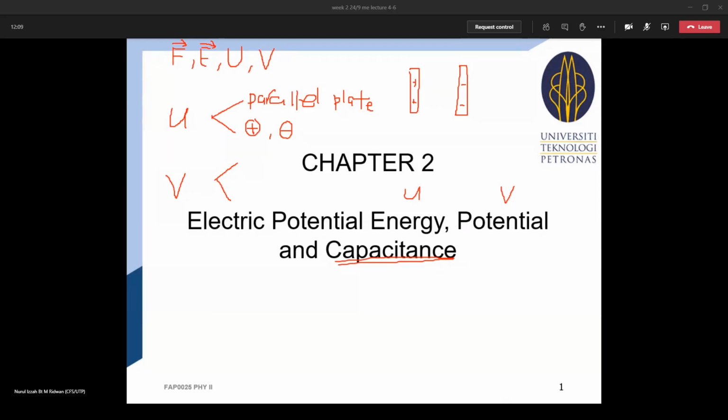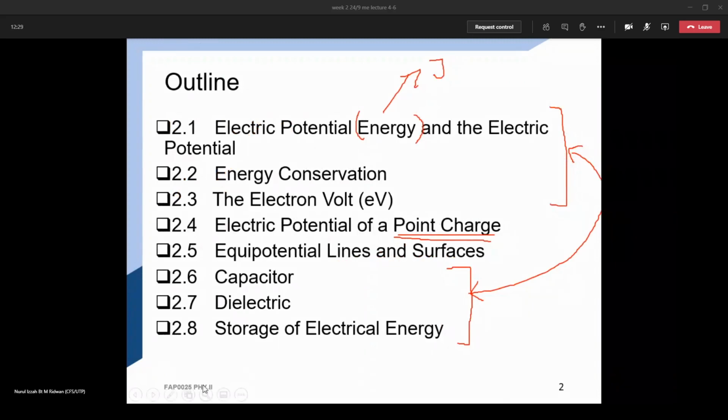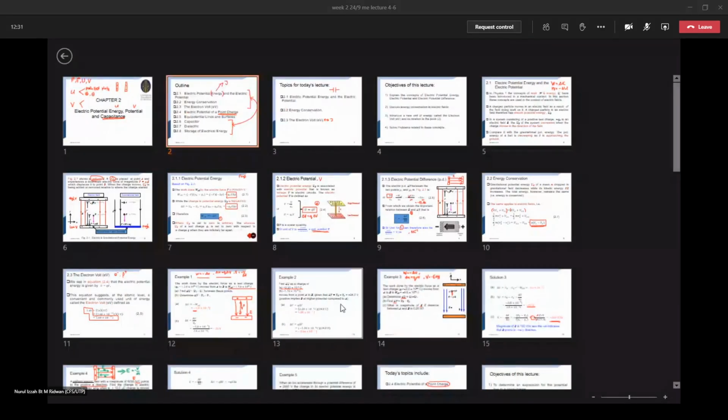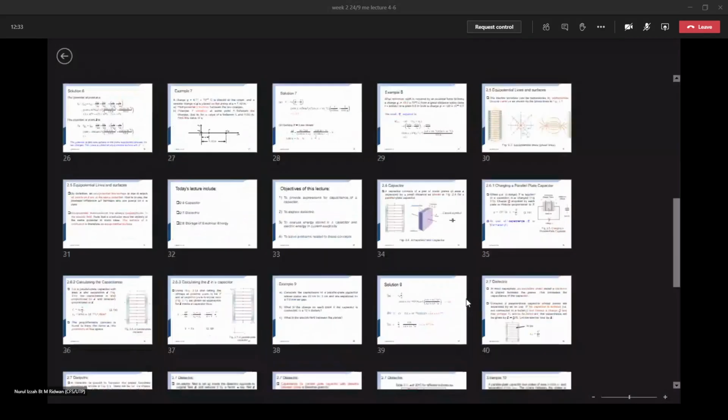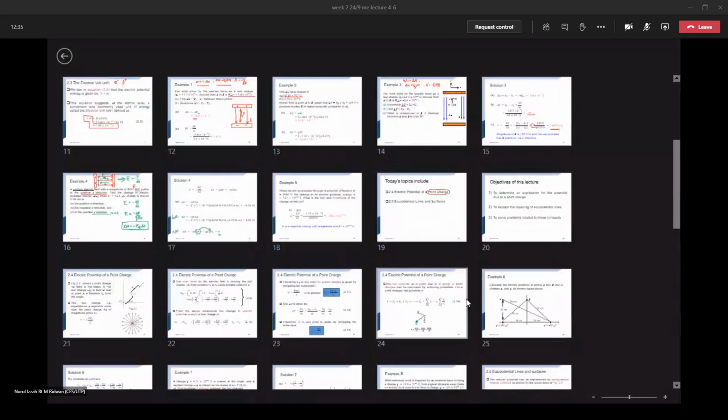So today I am going to introduce to you the formula for electric potential energy for point charges, and also potential for point charges as well. Before we go to that part, the third part is for capacitors later on. Before we go to the point charges, I think we haven't finished with the examples yet. So let's see the examples again.